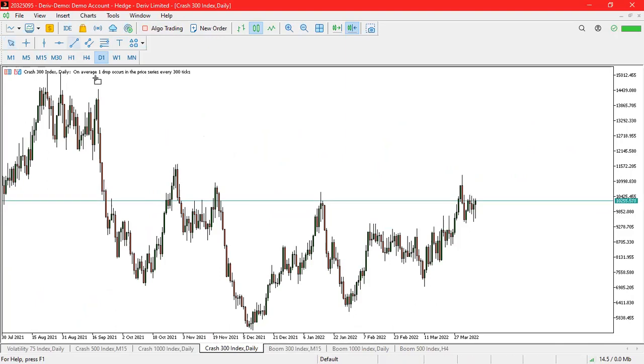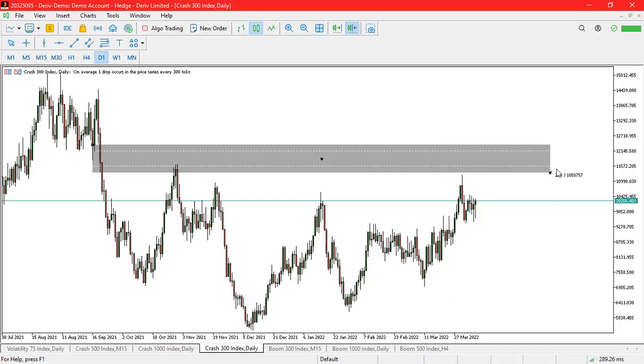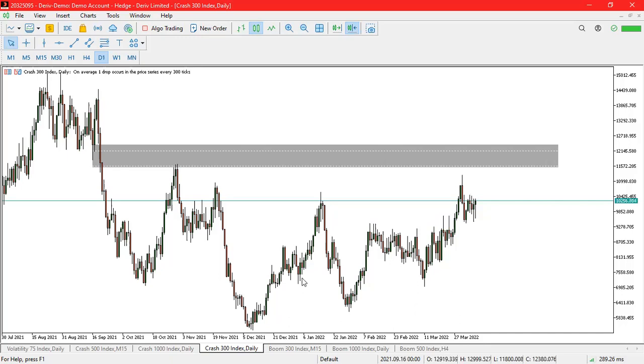If we check Crash 300, it's a daily chart, and then we have a flip zone here, a flip zone here. This is a flip zone. Guys, never ask me what's a flip zone. This is a flip zone. You see here, this is a daily chart. So unfortunately, prices are failing to break above this level. Then they're finding a level of resistance here.